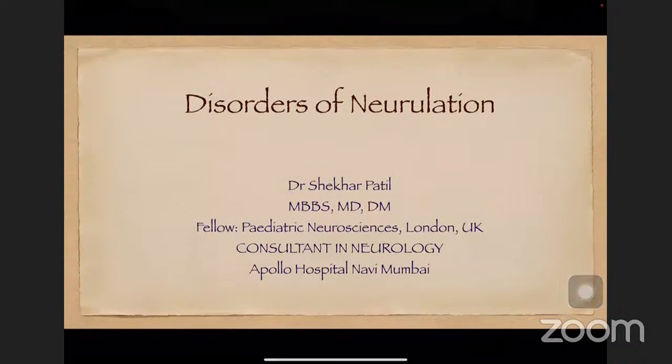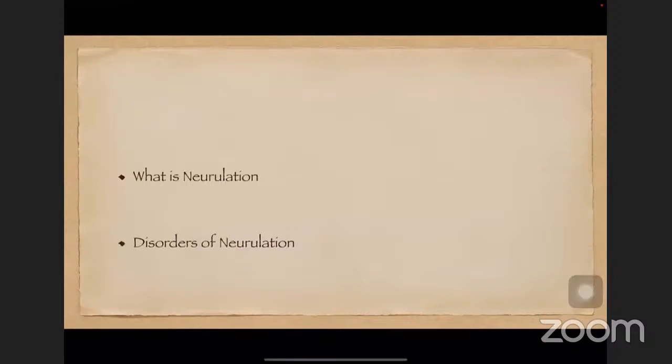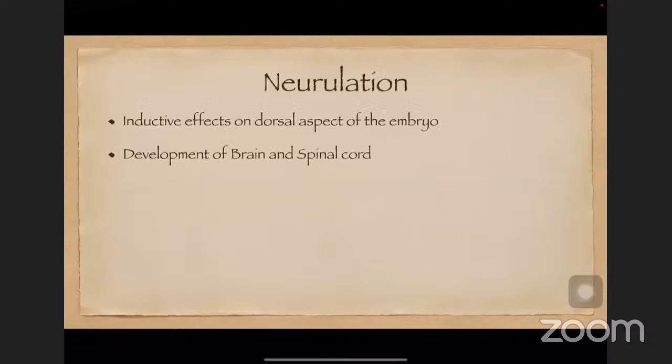Okay, so today we're starting off with the disorders of neurulation. In primary words, we are talking about the embryology of the nervous system, and the whole process of the formation of the brain is neurulation. So that is where we stand. Today I'm going to talk about neurulation and the disorders of neurulation.